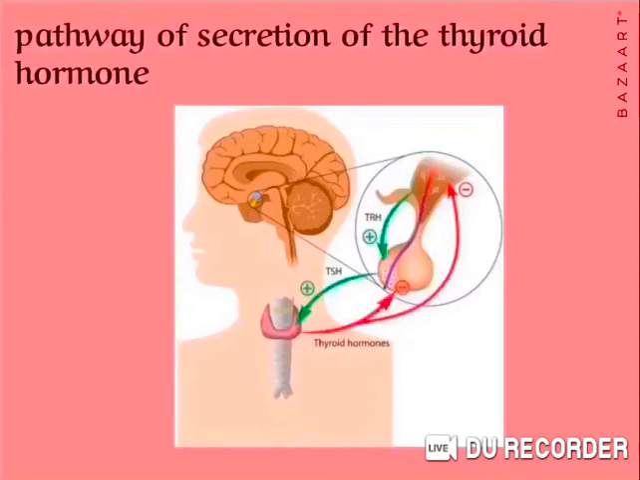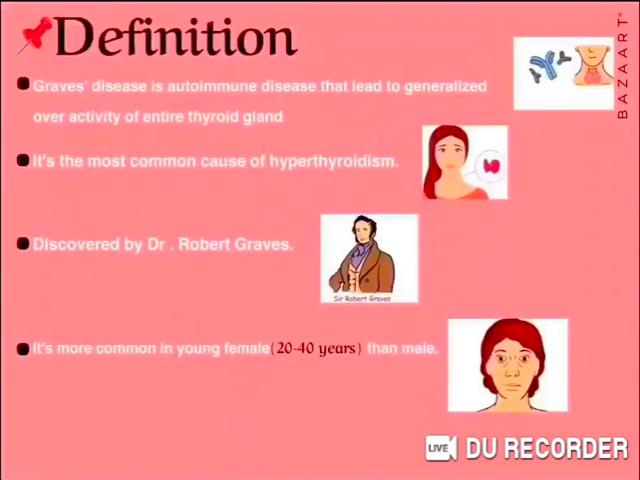And just a brief background about the pathway of secretion of the thyroid hormone. It starts in the hypothalamus, which releases TRH, thyrotropin releasing hormone, which acts on the anterior pituitary gland to release thyroid stimulating hormone, TSH. This hormone travels to the thyroid gland to release thyroid hormones T3 and T4. These hormones have a negative feedback on the hypothalamus and the anterior pituitary gland. Keep in mind, any disturbance in this pathway will lead to specific disease.